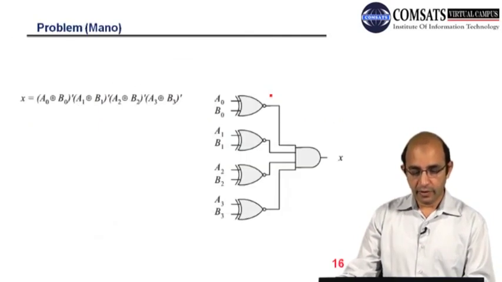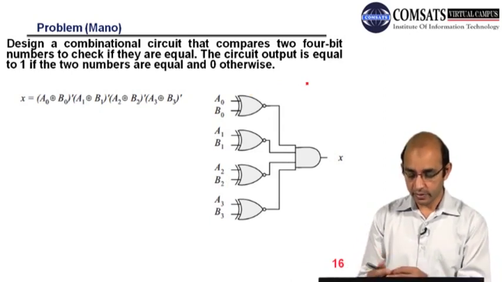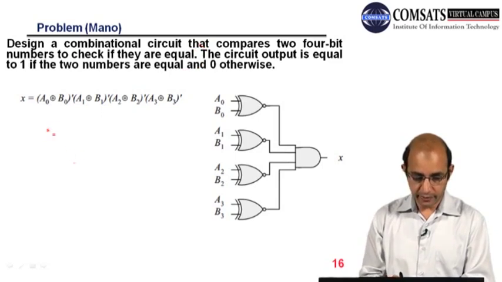So here we have another problem. We have to compare 2 4-bit numbers, and we have to check whether they are equal or not. So you can see that we have the XNOR in order to compare 2 bits. So if I talk about XNOR, we normally have the expression AB plus A bar B bar.